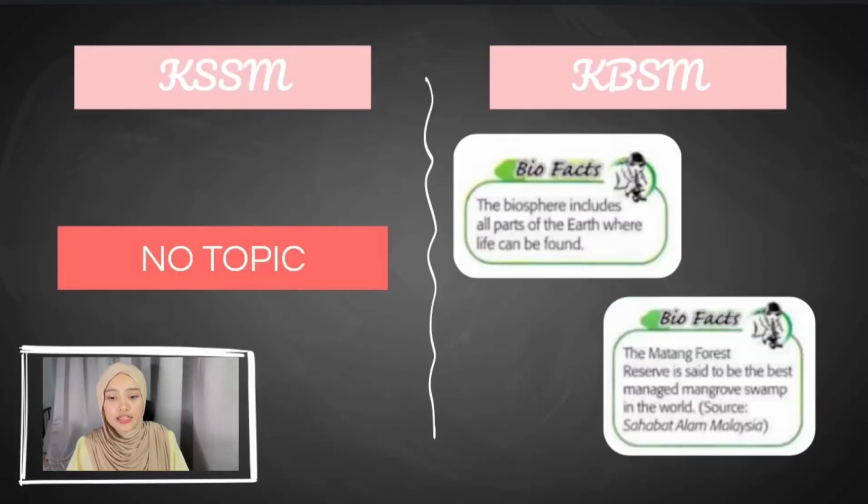Next, I will explain the difference of key concept in Chapter 8 for KSSM textbook and KBSM textbook. In KSSM textbook, there is no key concept because this topic does not exist in the KSSM textbook. Meanwhile, for KBSM textbook, it contains 2 key concepts, which both of them are biofacts.